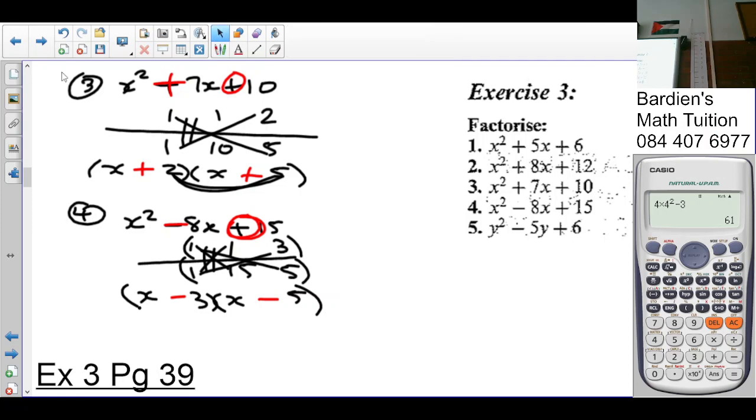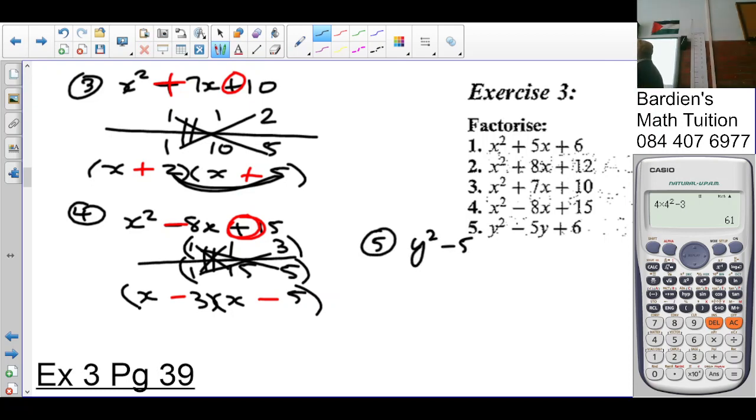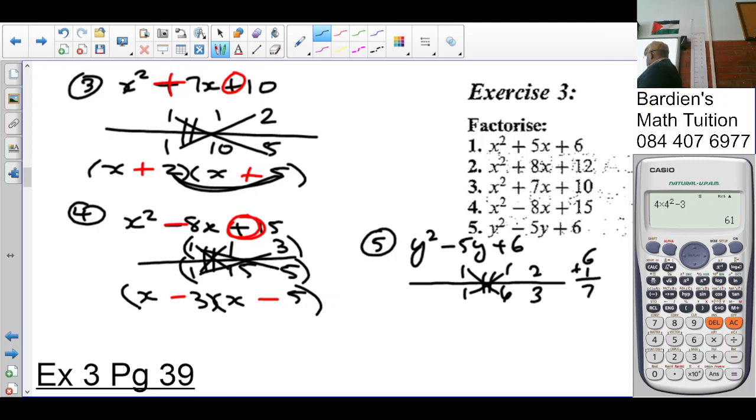Let's look at number 5. So here we got y squared minus 5y plus 6. Now product line goes what? 1 and 1 for 6? 1 and 6, 2 and 3. Do we add or subtract the products? Add. So 1 times 6 is 6, 1 times 1 is 1. You add it, you get 7. I'm looking for 5.